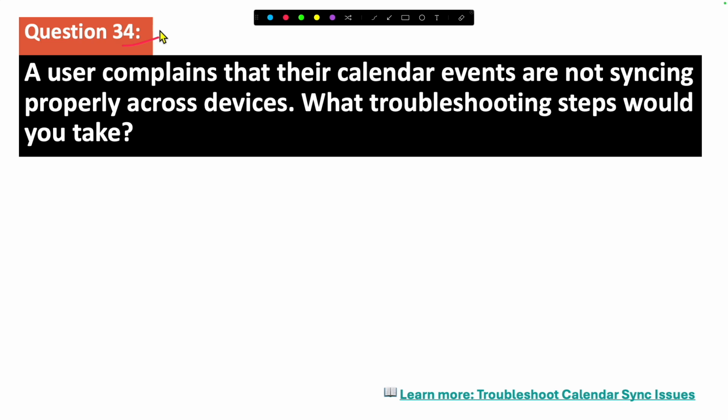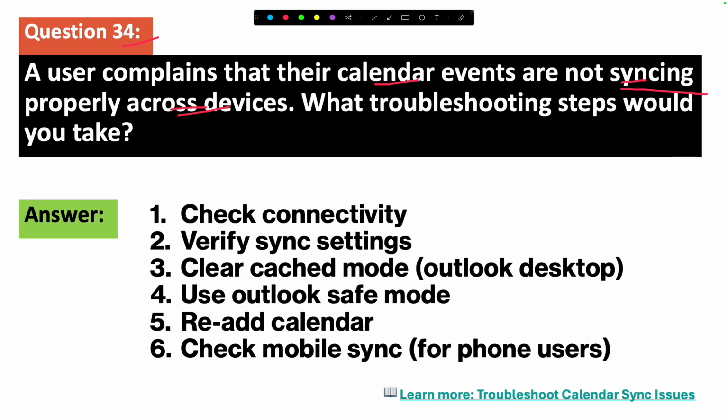Let's look at question number 34. Here the question is, a particular user is complaining that their calendar events are not synchronizing properly across devices. That means they are using multiple devices, and they have a syncing issue with their emails and calendar, or they just mentioned the calendar. So what troubleshooting steps would you take? If you haven't worked on this, it is quite difficult to understand or explain it, but let me see if I can paint the picture.